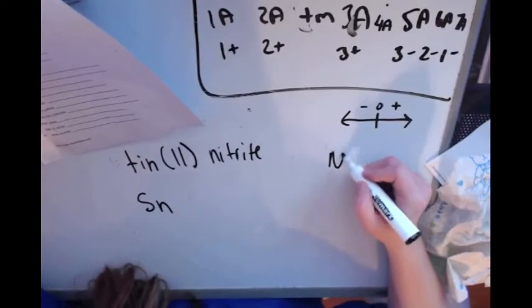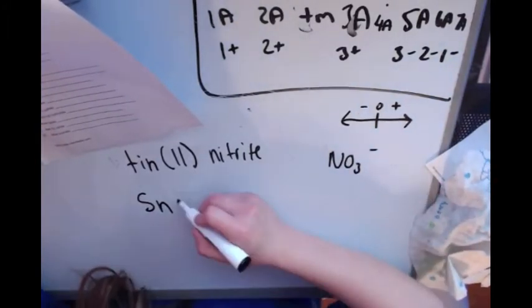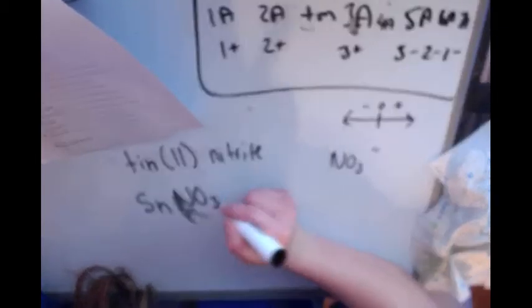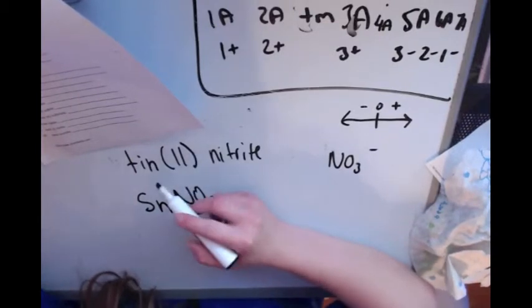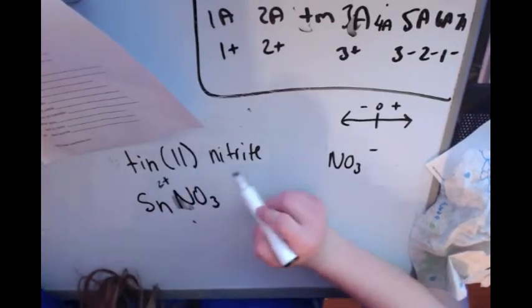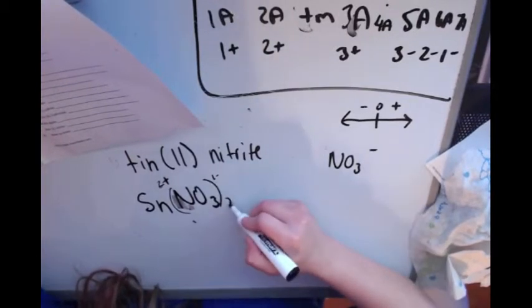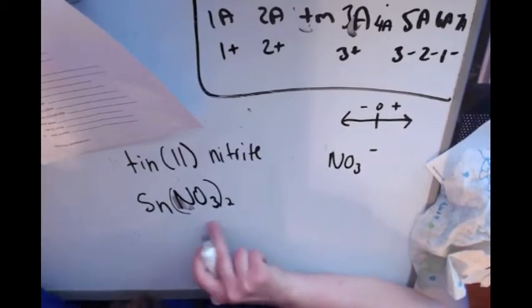Nitrite you should know is NO2 1 minus. So you just write Sn and NO2. And this told you that one atom of tin has 2 plus, and you know that nitrite has 1 minus, so you need 2 of them to work it out so that you have a neutral compound. And that's how you would write it.